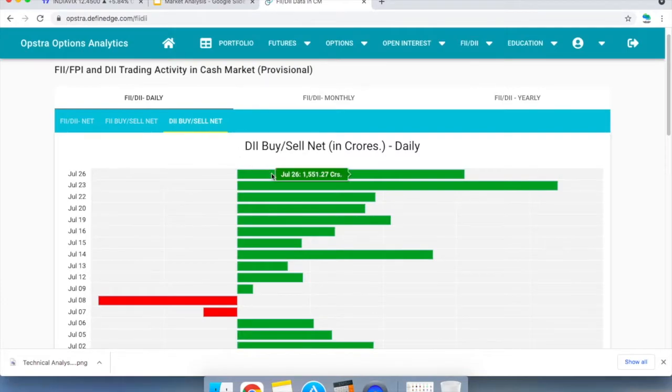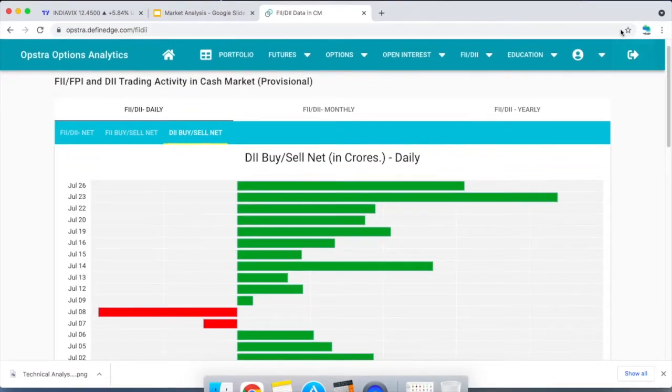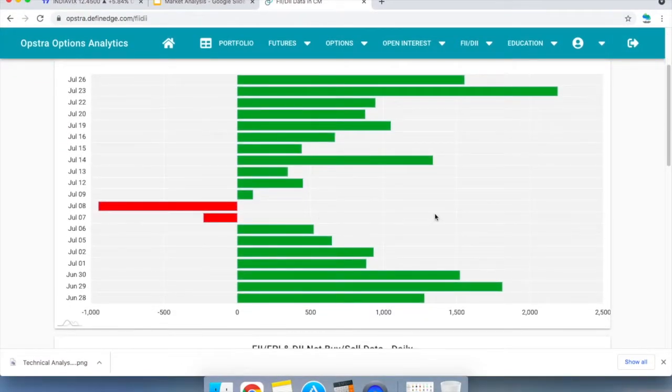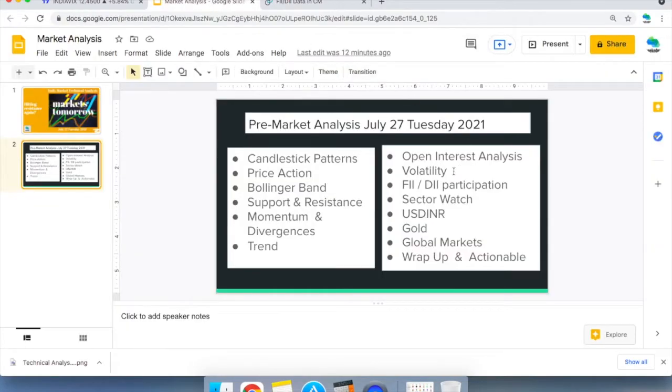DIIs again bought today, 1,500 crores. Not as much as FIIs sold, but they did buy, and they have been buying consistently for the entire June and July month, which is once again keeping the market from making big crashes. So that's the foreign institution data and domestic institution data.